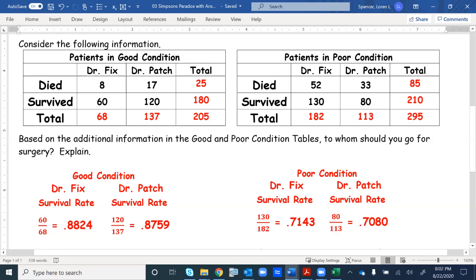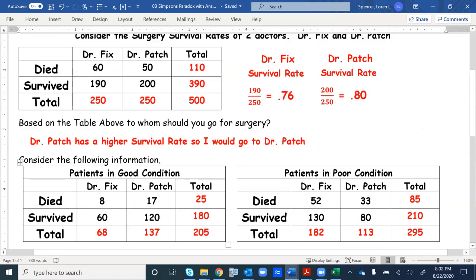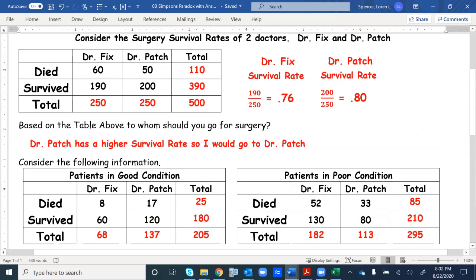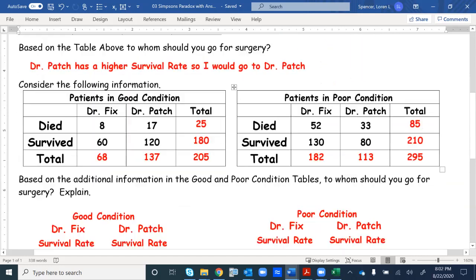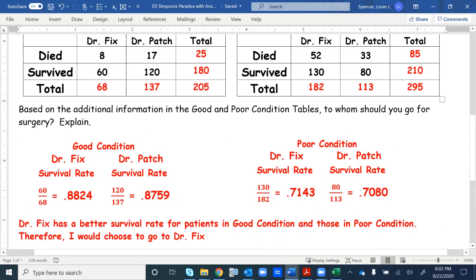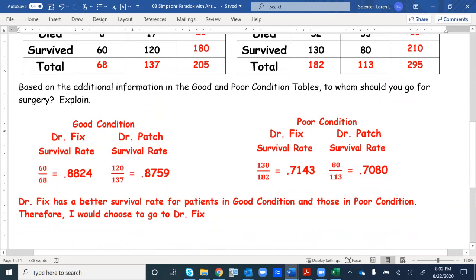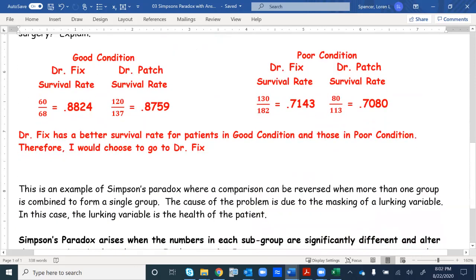So based on this information, Dr. Fix was better with patients in good condition or poor condition. But wait a second. Up here, it did not appear that Dr. Fix was nearly as good a doctor. What happened? Well, first off, based on this information, I choose Dr. Fix. So this is an example of Simpson's paradox, where a comparison can be reversed when more than one group is combined to form a single group.